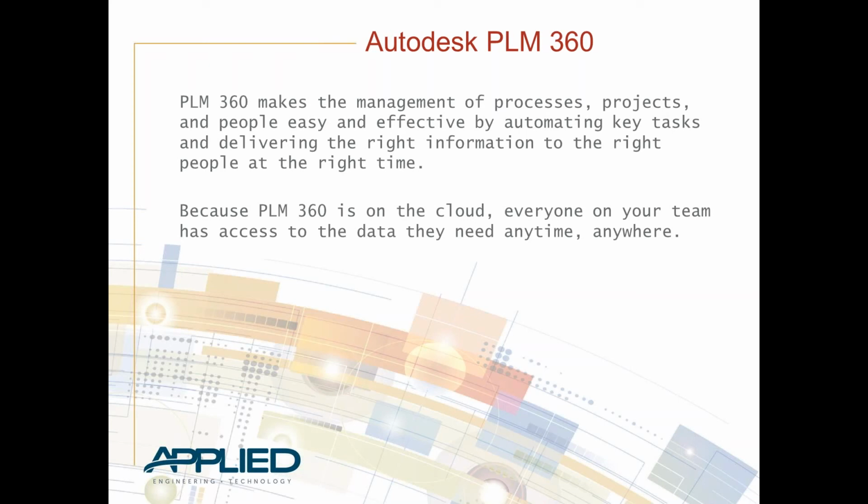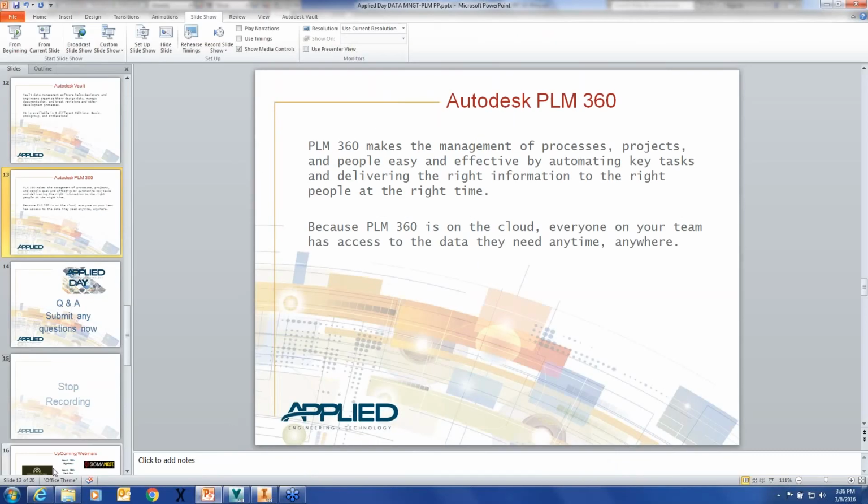But I'll just read this: PLM 360 makes the management of processes, projects, and people easy and effective by automating key tasks and delivering the right information to the right people at the right time. So this isn't something that's going to manage just your CAD data. Vault is an engineering tool. It's good at checking in and checking out your CAD data, as well as a few other things. But within PLM 360, it's more of your bill of materials, your items. It's actually good for project management, and like I mentioned, really distributing that data to a lot of other departments. So let's go ahead and take a look at that.